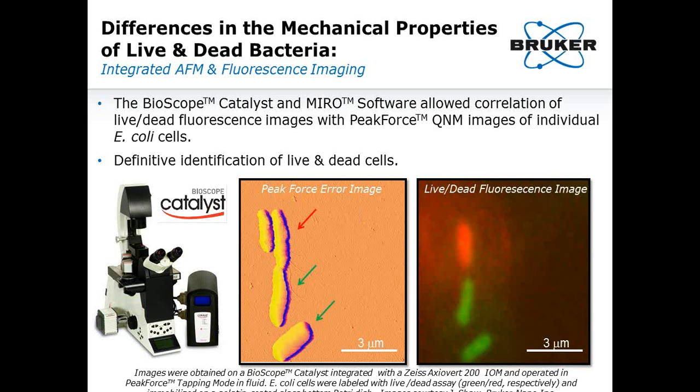Here we see a PeakForce error image of multiple bacteria cells. By AFM topography imaging alone, one cannot easily distinguish between a live and a dead cell. However, with the MIRO registered fluorescence image, shown here as an overlay of the red and green fluorescence data channels, we can easily identify the red fluorescing dead cell at the top of the image from the two live cells that are fluorescing green at the bottom of the image.